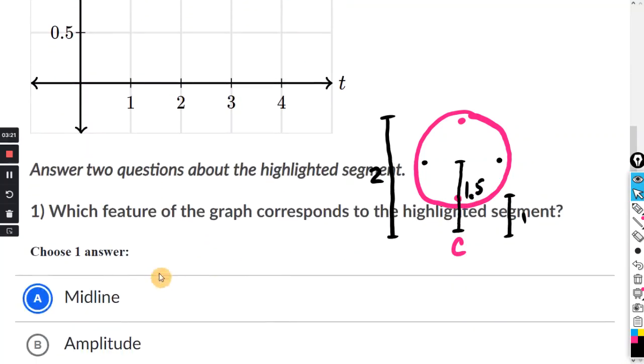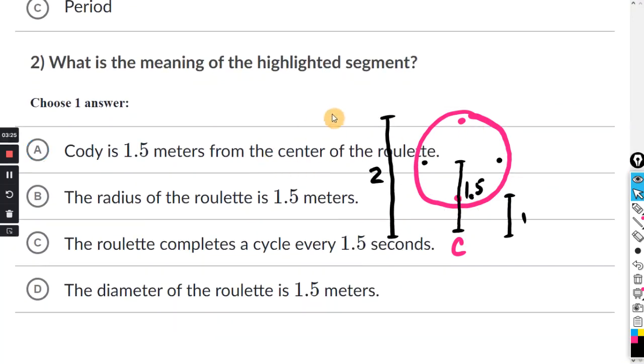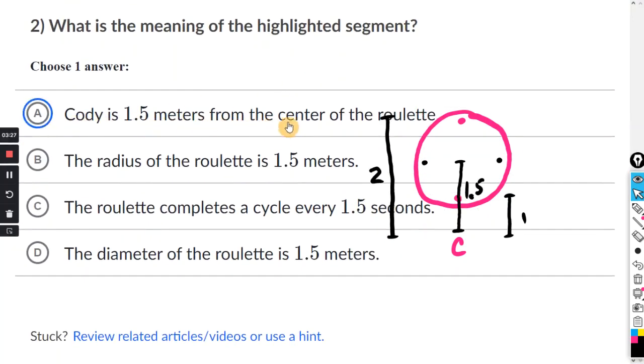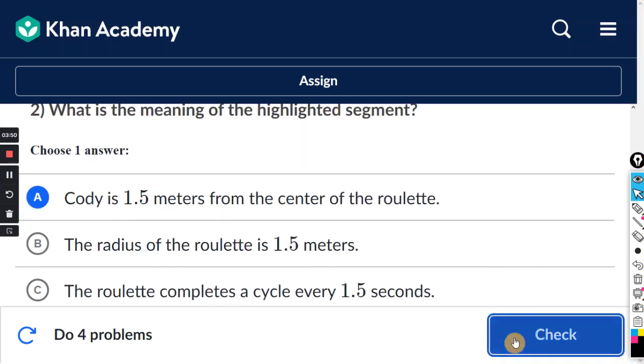So the first one we said was midline. The follow-up question: Cody is 1.5 meters from the center of the roulette. You can certainly check the other ones. This one says the radius. That would only be from here to here, not the distance to Cody. And this one is based on time, since it's in seconds. This is diameter, so it's definitely answer A. So it's A on both questions.